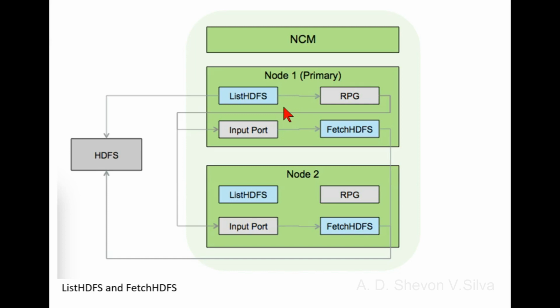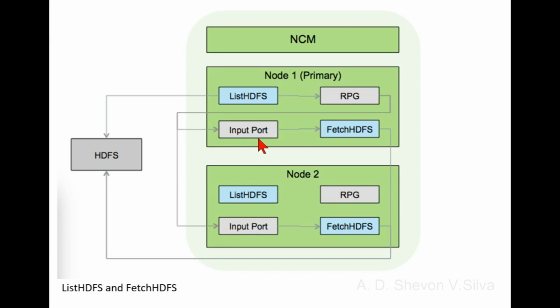from ListHDFS as flow files, where each flow file contains one file name to pull from HDFS. These flow files are then sent to the remote process group connected to an input port in the same cluster.